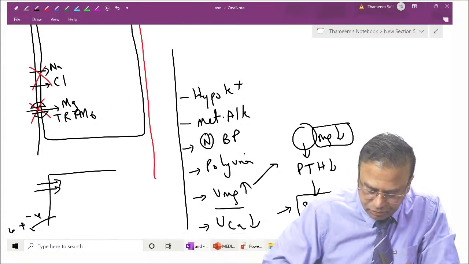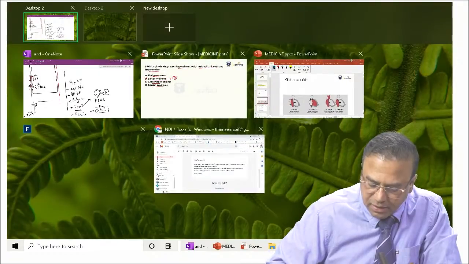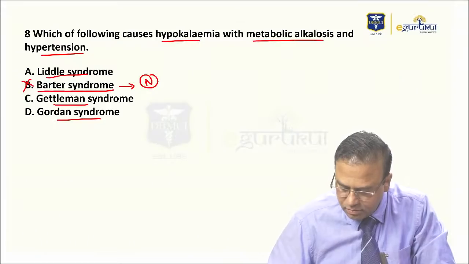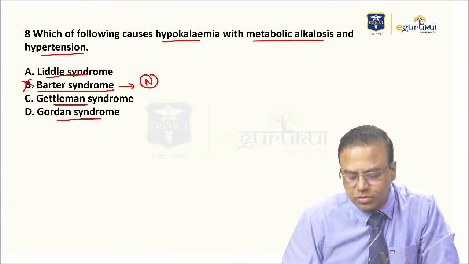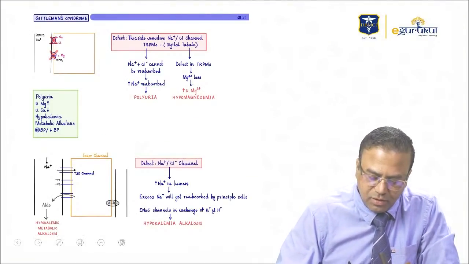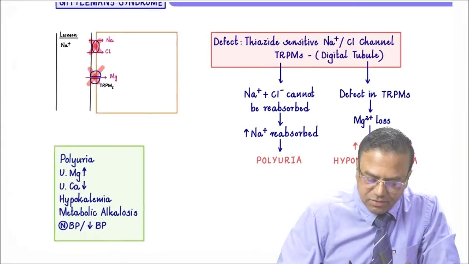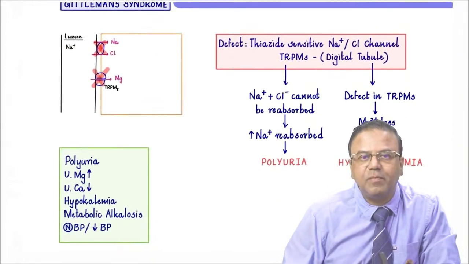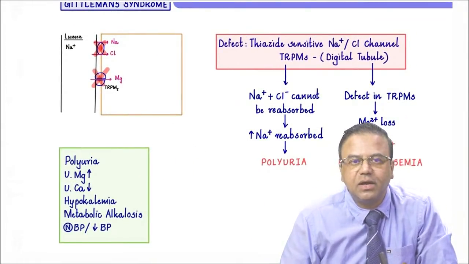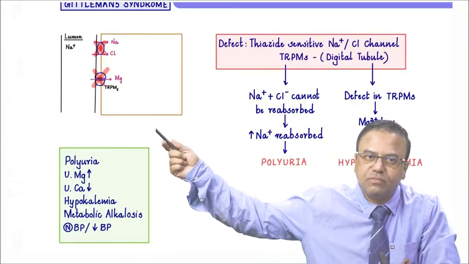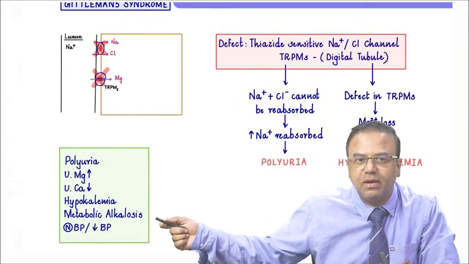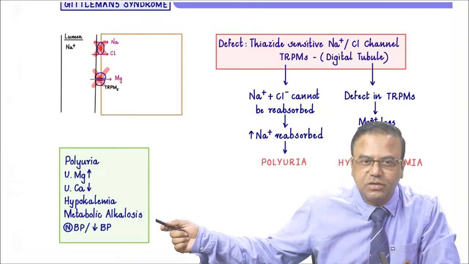Now, whatever we saw in Gittleman, just the opposite you have to apply for Gordon syndrome. So this is what we've covered in our classes. So this is Gittleman. I'll just zoom in. You can see, as I was telling you, that the TRPM6 channels are defective in Gittleman. The sodium chloride channels are linked with that as they are defective. Magnesium is not reabsorbed. Sodium chloride also is not reabsorbed. So the patient is going to have all these features in Gittleman. There is urine magnesium loss. There is decreased urine calcium.